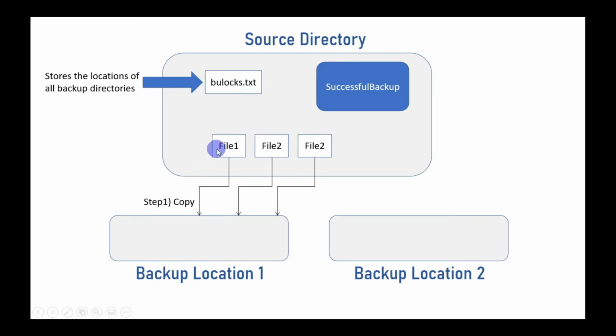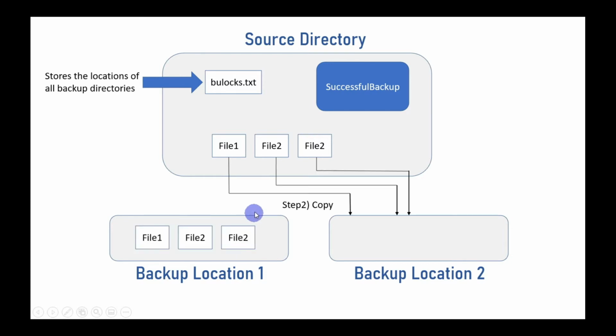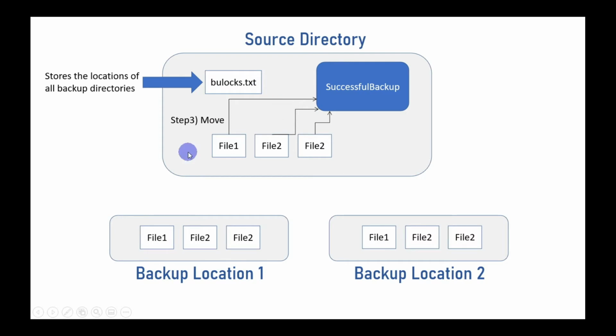So in step 1, the files get copied to backup location 1, and in step 2, the files get copied to backup location 2. Remember that backup location 1 and backup location 2 are stored in the bullocks.txt file. So when the backup process is completed, these files are transferred to the successful backup folder.